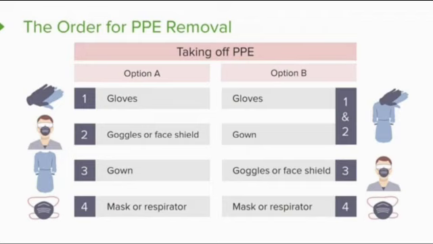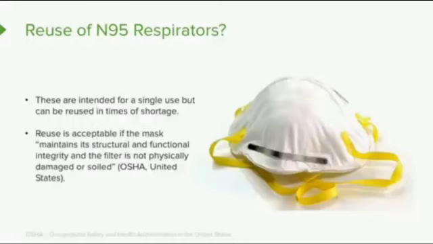The order for PPE removal. The process of taking off PPE: at first take off gloves, then goggles or face shield, next the gown, at last the mask or respirator. Another way of taking off PPE: take off gloves and gown together, then goggles or face shield, and at last the mask or respirator. Reuse of N95 respirators.